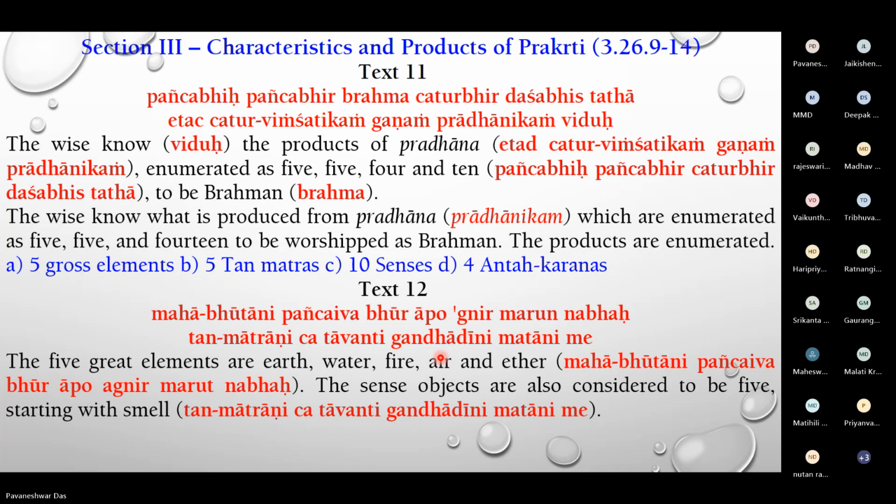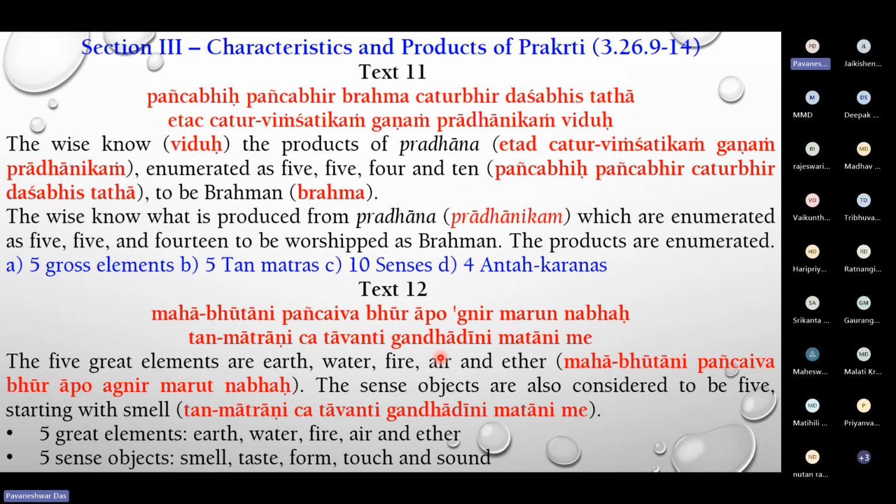The previous verse said Panchabir, and then Chaturbir, Dashabir. All these things will be told. First Pancha over there. The 5 great elements are earth, water, fire, air, ether. And the sense subjects are also considered to be 5, starting with smell: smell, taste, form, touch, and sound. Thus, out of 24, these are introduced.